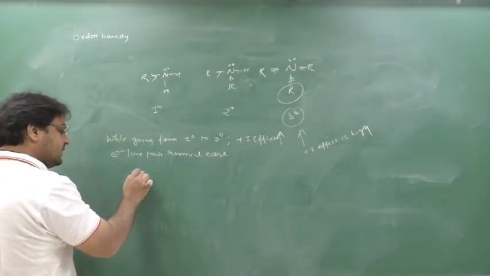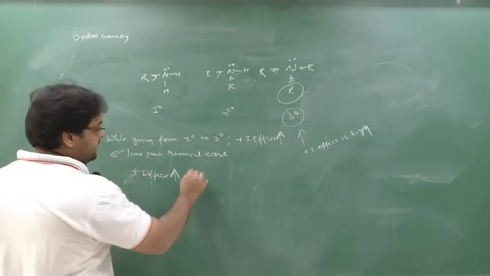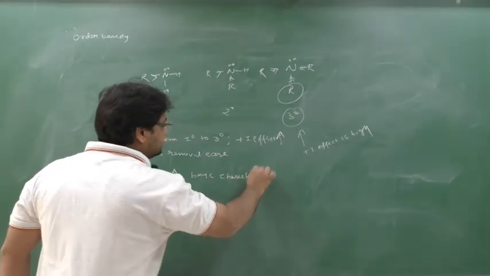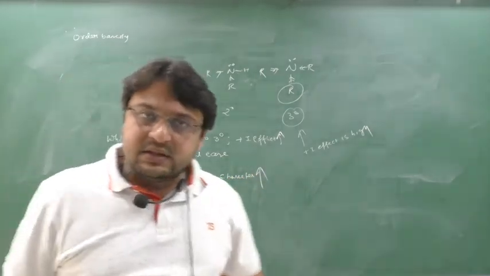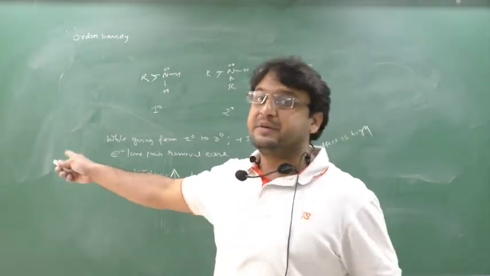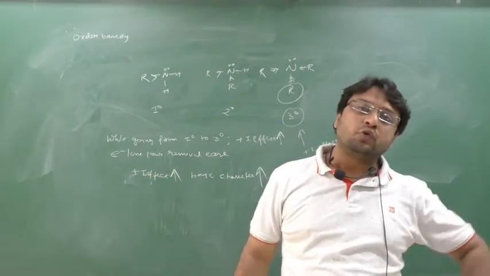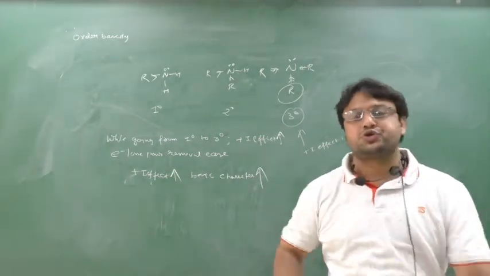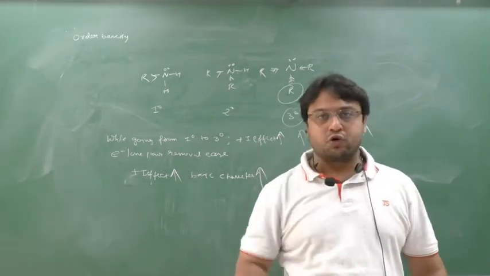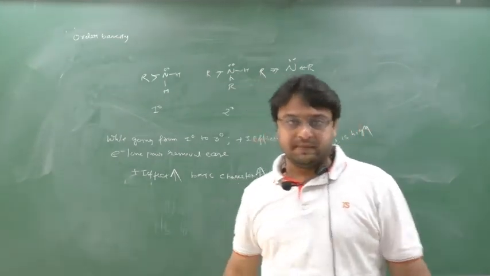Please remember this. As the plus I effect increases, the basic characteristic also increases. For amines, the basic characteristic is due to what? Lone pair donating. We have seen acid plus base gives salt plus water. So they act as a base due to donating the lone pair. Now the question comes, who is the good base? Who is the strong base? One who donates the lone pair very easily is the strong base.